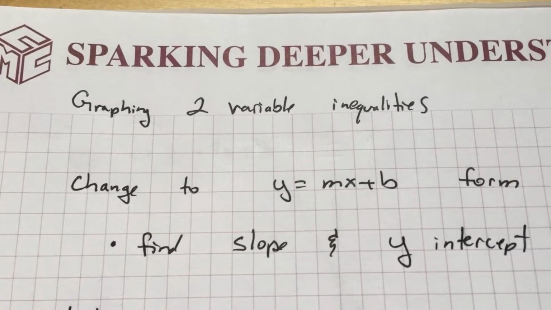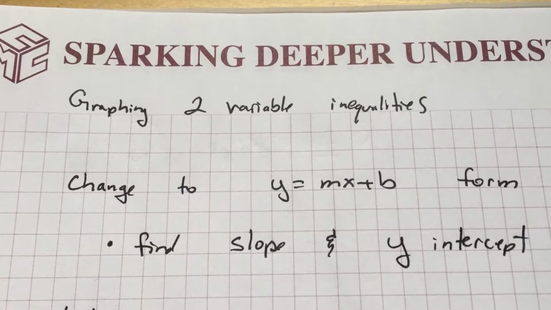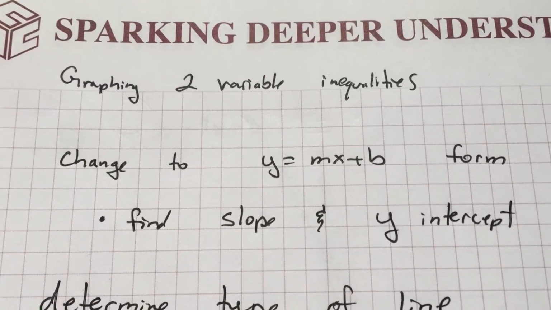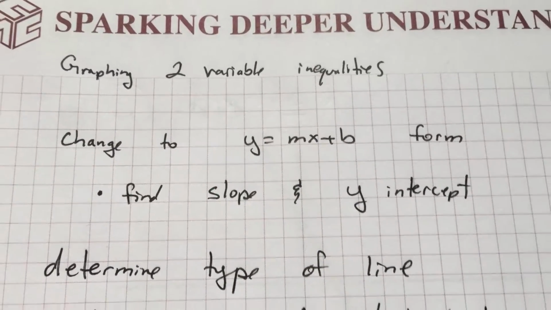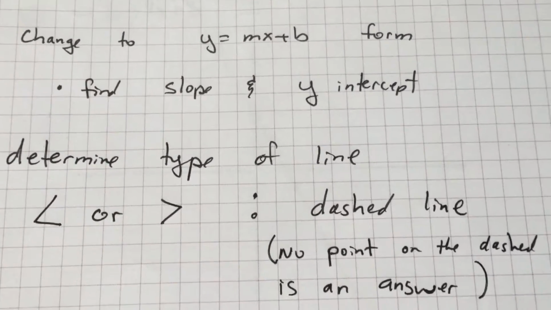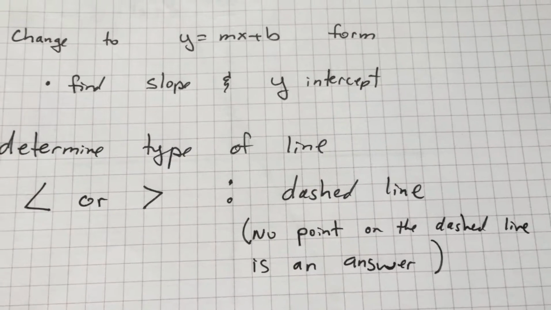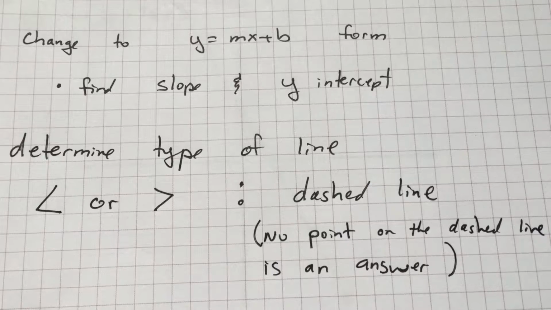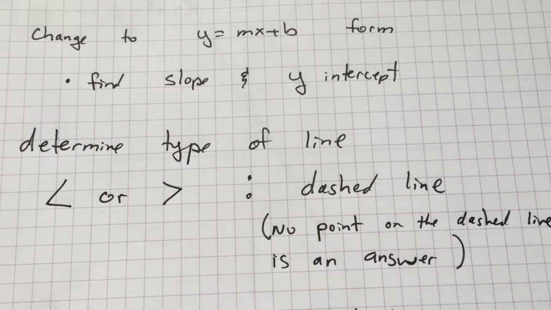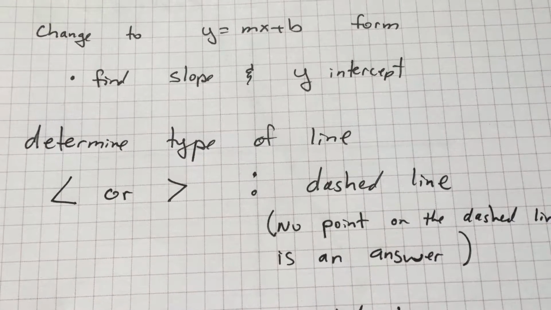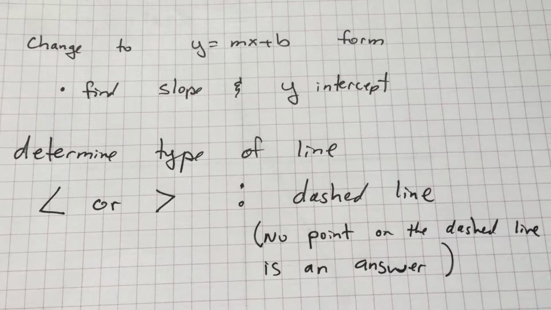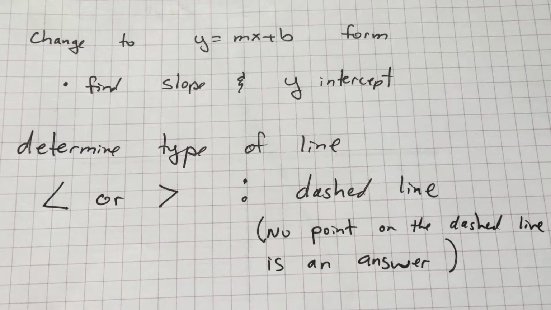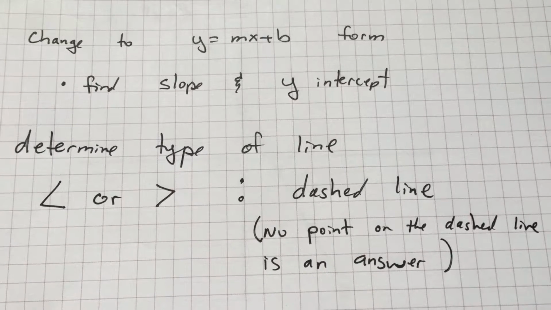Once you determine where your slope is, you plot a few points, right? You're going to determine the type of line you're going to graph. Are you going to graph a solid or a dashed line? Well, you have a dashed line if you have a less than or greater than symbol. A dashed line is almost like an open circle when we are graphing on a number line. So that means no point, no ordered pair will be a solution to your inequality, hence it's dashed.